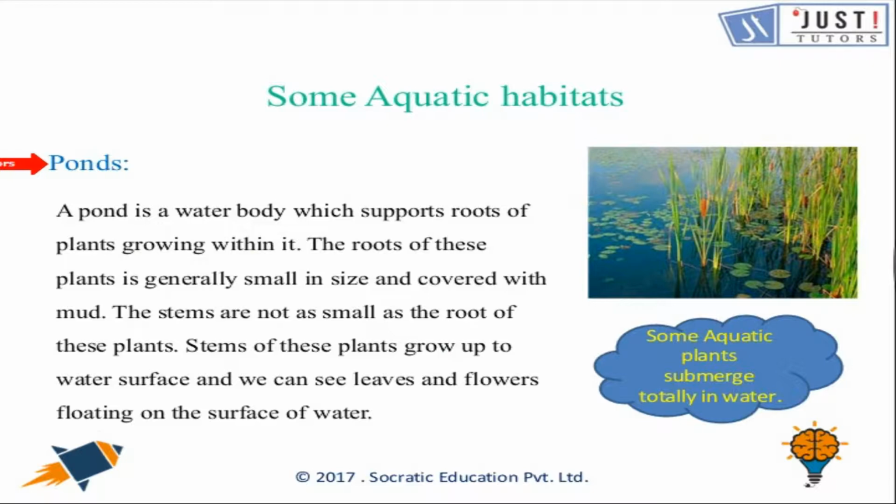Now this water body facilitates the growth of roots of plants inside. Also, the roots of these plants are generally small in size and they are basically covered with mud. One interesting fact about these plants is that the stems are not as small as the roots, and because of this they grow up to the water surface and we can see the leaves and the flowers floating on the surface of water. Some aquatic plants also submerge in water totally. So ponds basically are water bodies that facilitate the growth of these plants.